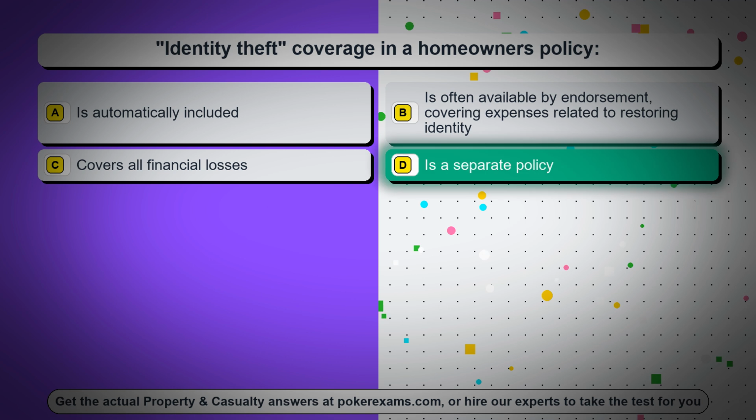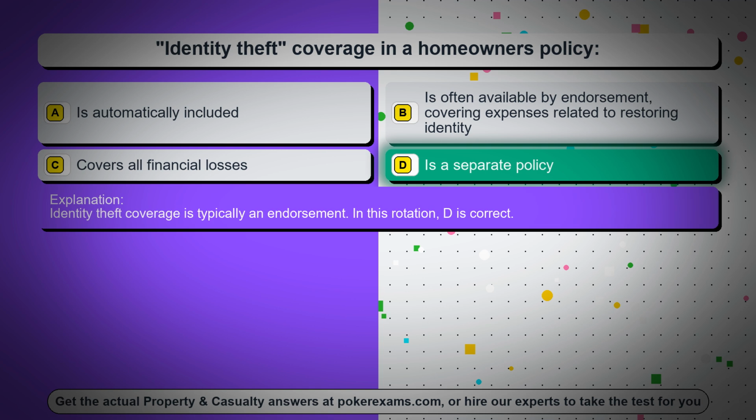The correct answer is option D, is a separate policy. Identity theft coverage is typically an endorsement. In this rotation, D is correct.